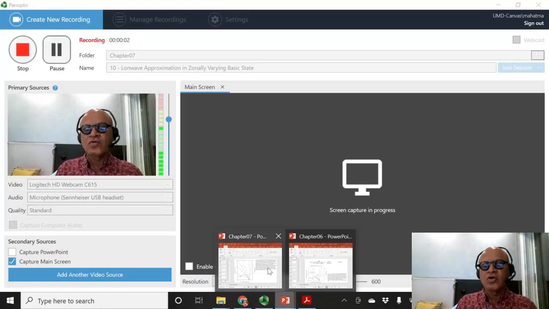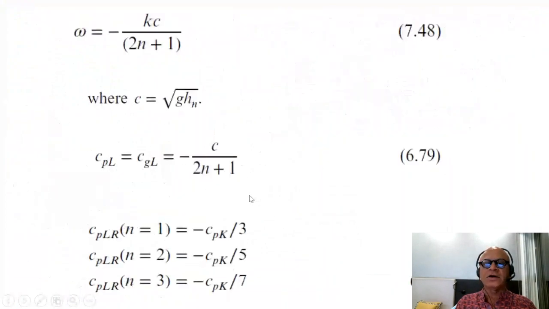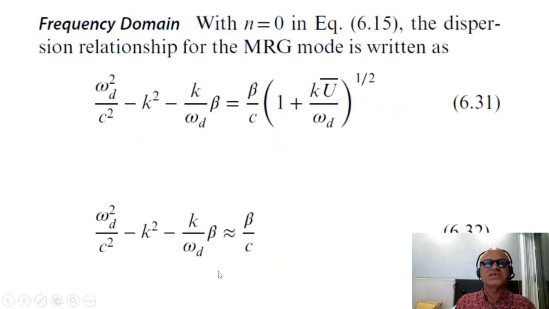We did the long wave approximation and we looked at what it means. Let me start here. So in a zonally varying basic state, we want to see what long wave approximation does. So that was our Doppler shifted frequency with this constant R given by this expression.